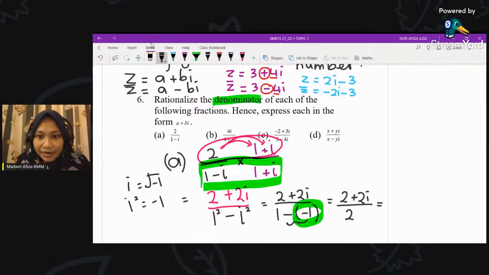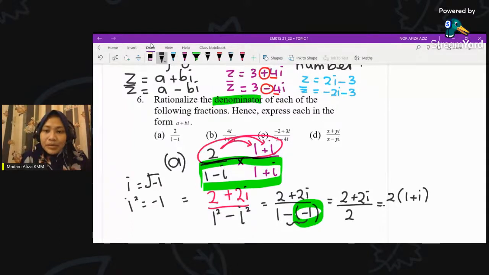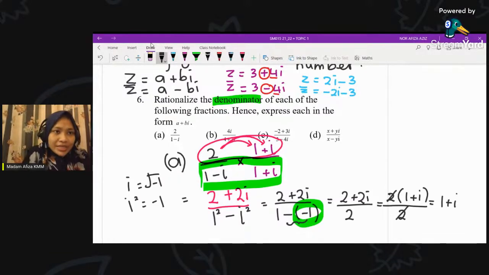Kita tak ada dah I dekat bawah ni. Jadi, kalau kita tengok ini, kita boleh simplify lagi. We can simplify it again because we can factorize 2. And then we have 1 plus I over 2 and we can simplify this. So the final answer will just be 1 plus I. I hope you understand this. Now let us try question B.